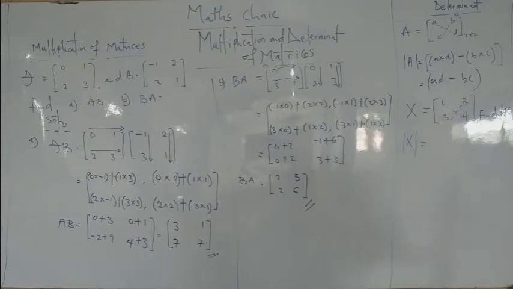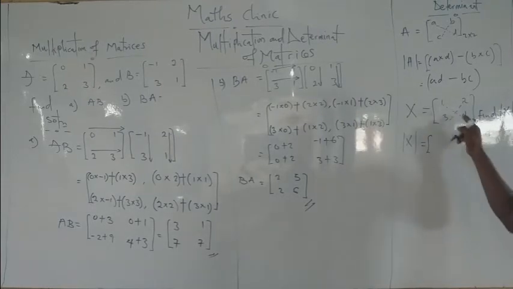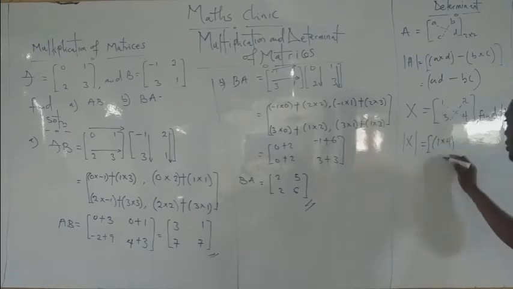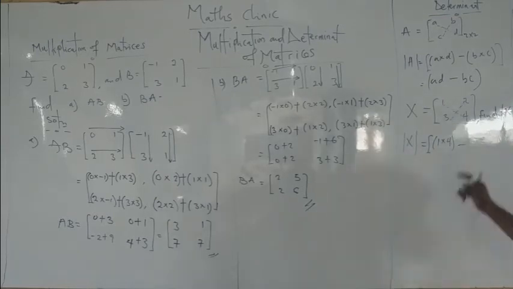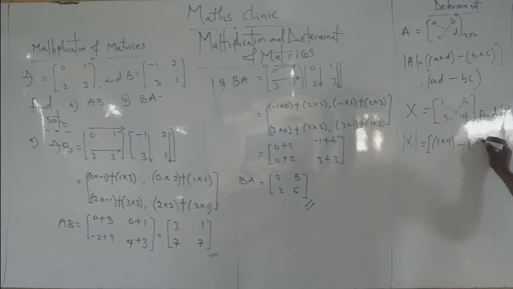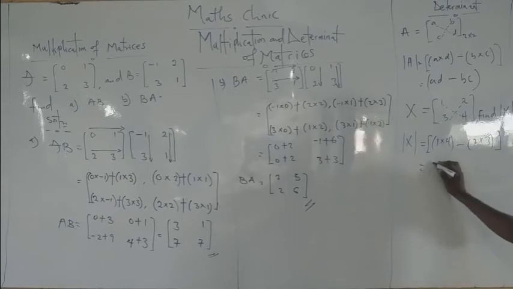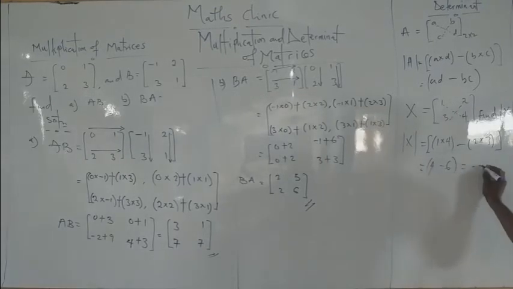Can you see that? So that becomes what? 1 times 4 using the same approach. That's 1 times 4. Can you see that? Minus 2 times 3. And that gives what? 1 times 4 is 4 minus 6. And what will this be? This will be minus 2.